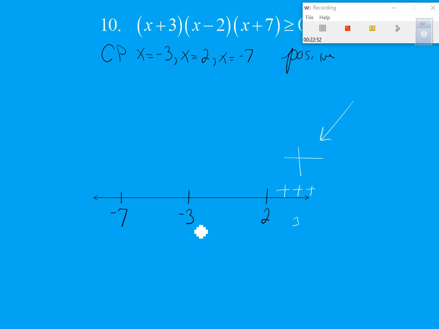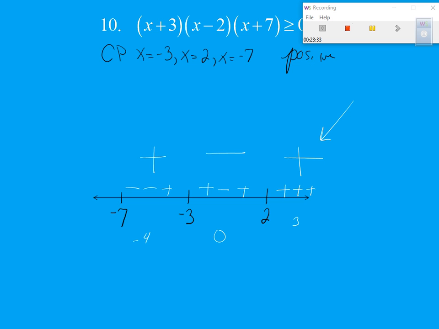A number between negative 3 and 2 is 0. 0 plus 3 is positive. 0 minus 2 is negative. 0 plus 7 is positive. I got one negative, so it makes that interval negative. Let's pick negative 4. Negative 4 plus 3 is negative 1. Negative 4 minus 2 is negative 6. Negative 4 plus 7 is positive. So that makes this interval positive.